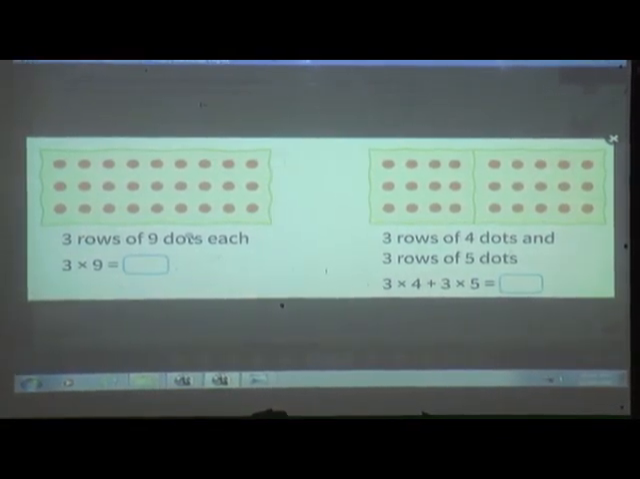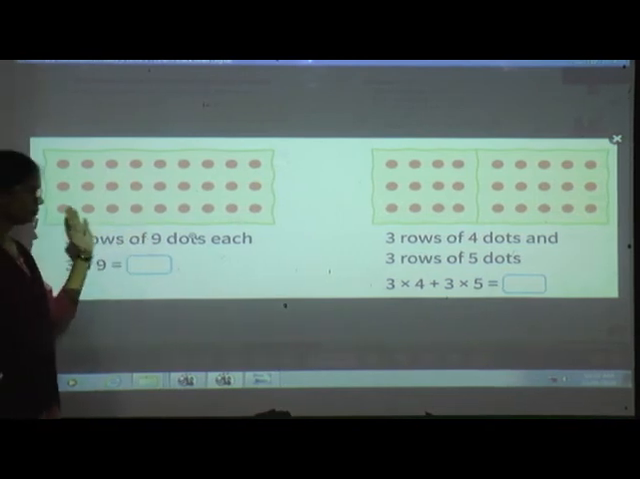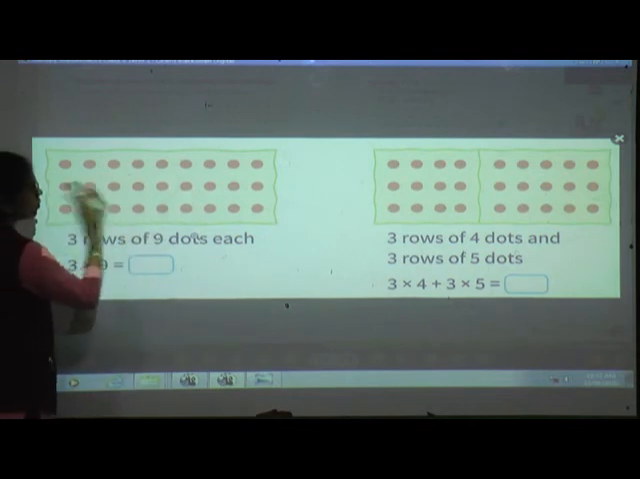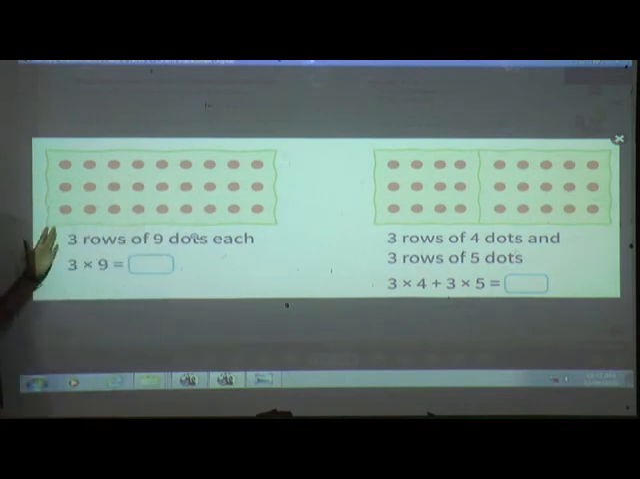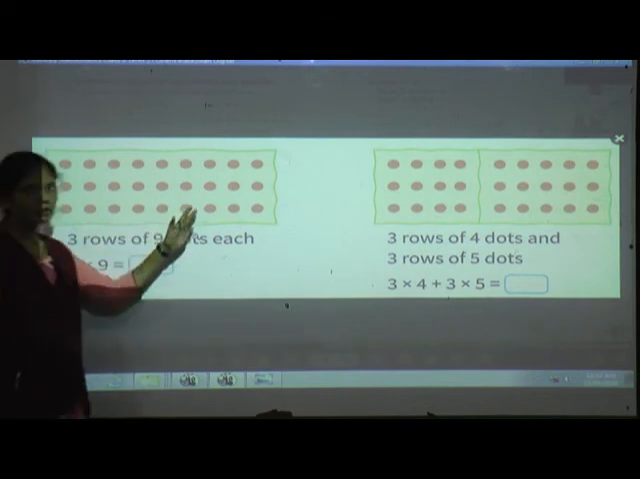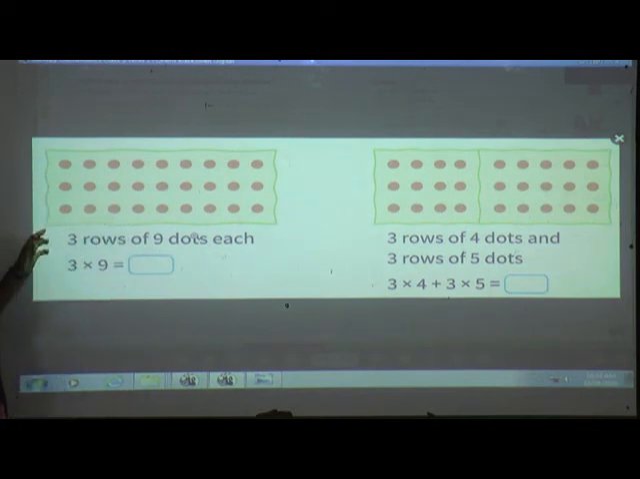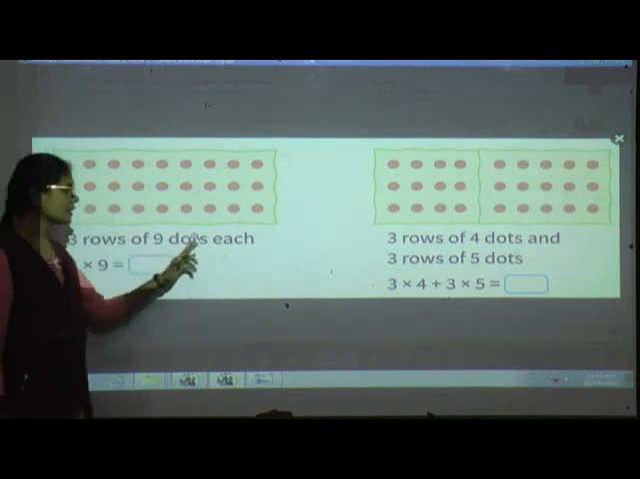See here, can you see this box? Now here in this box there are 3 rows. Yes, isn't it? This is a row. There are total 3 rows and what we have to do? We have to count how many total dots are there in each box. Okay, 3 rows of 9 dots each.